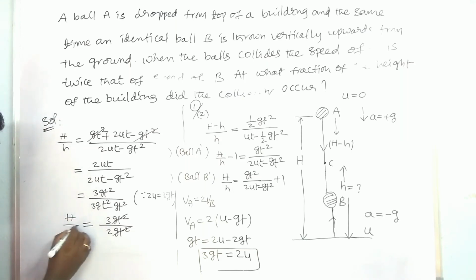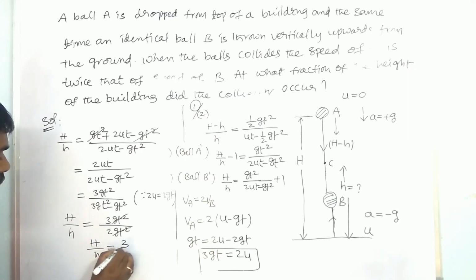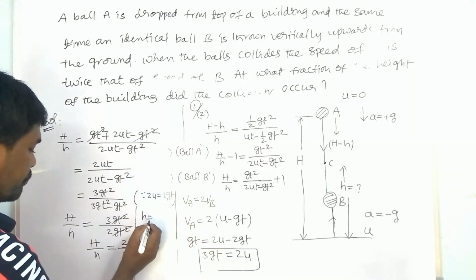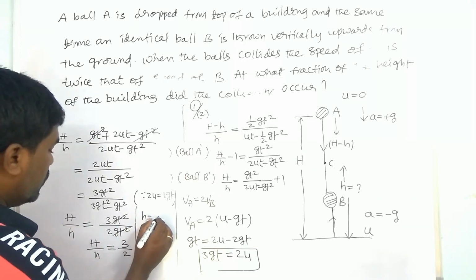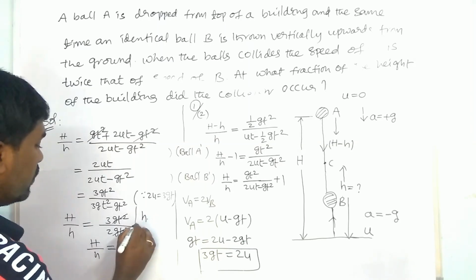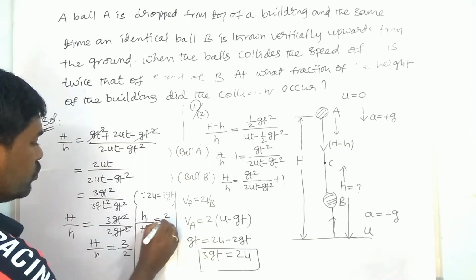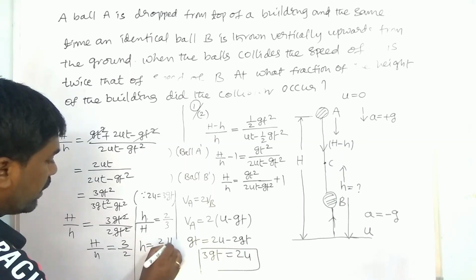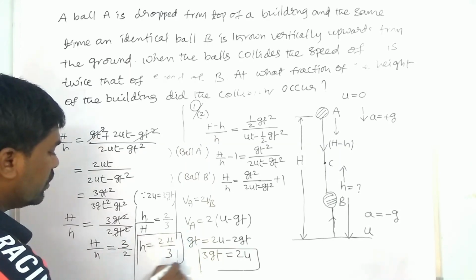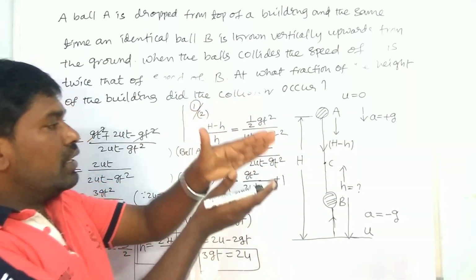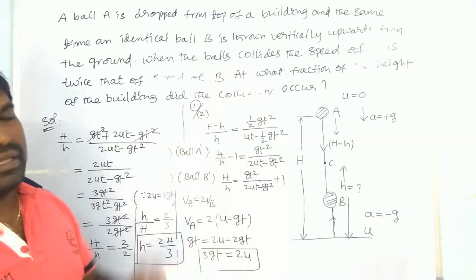It is H by h value, where you can get the capital H value and small h value. H by h is equal to 3 by 2, so vice versa, h by H is equal to 2 by 3. Therefore, small h is equal to 2 into capital H by 3. So this is the height where the two balls meet each other, or the two balls strike each other, or collide with each other, right?